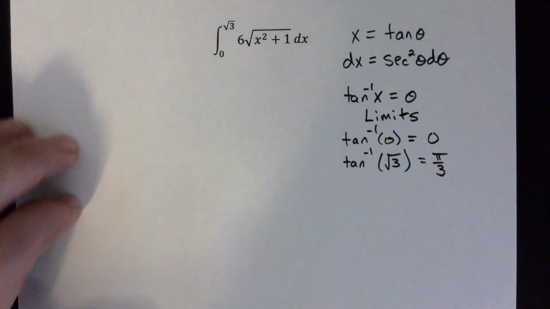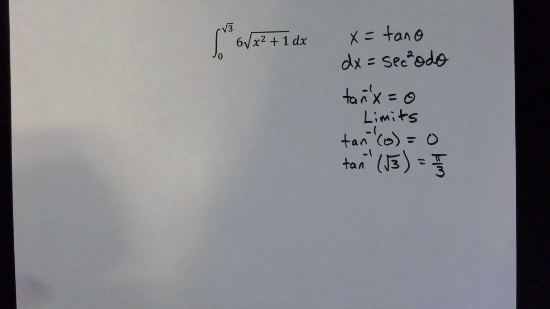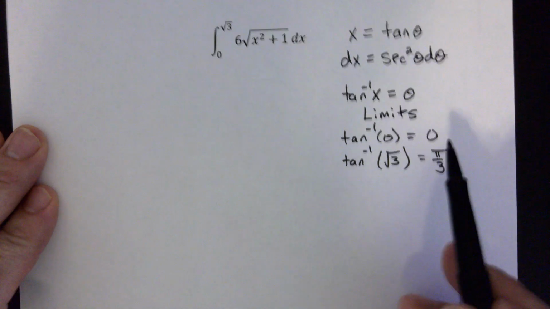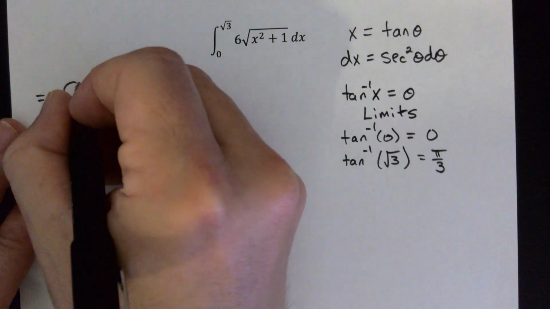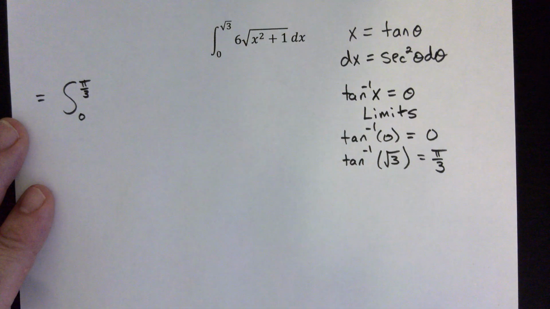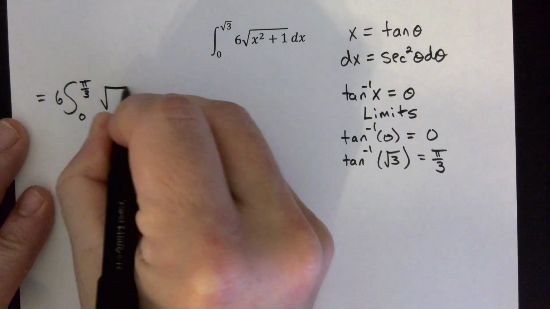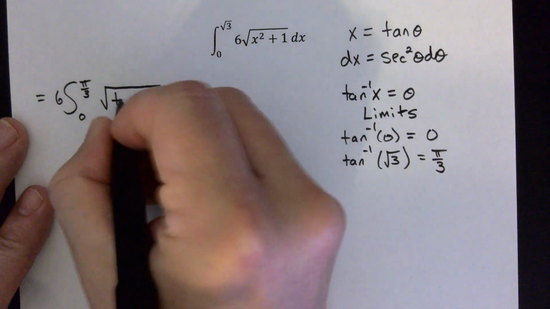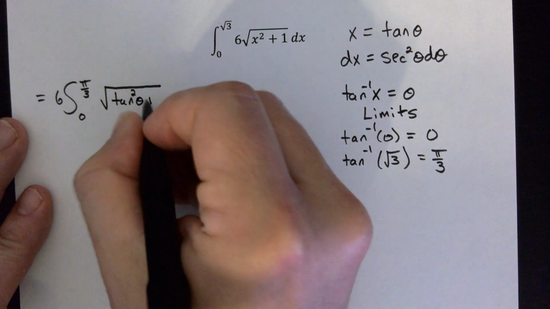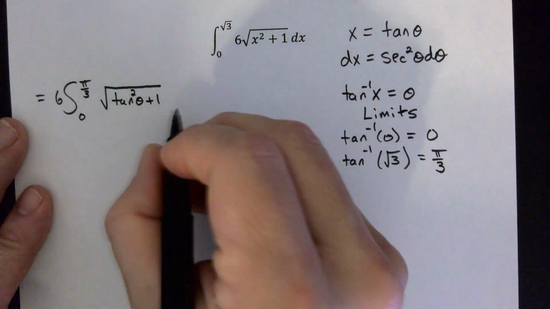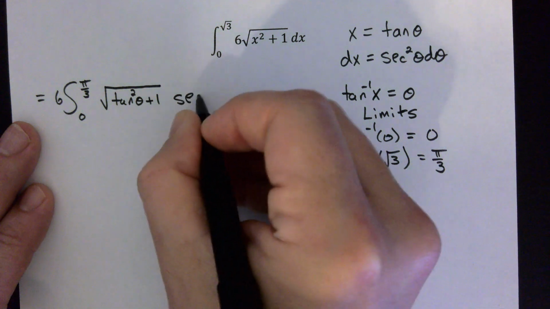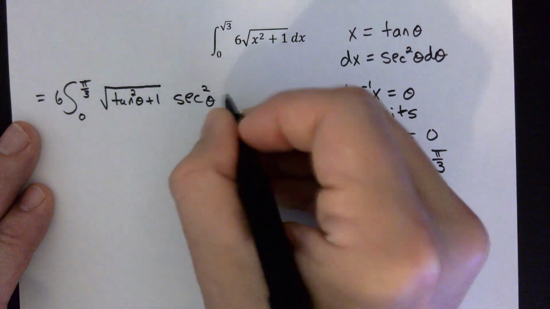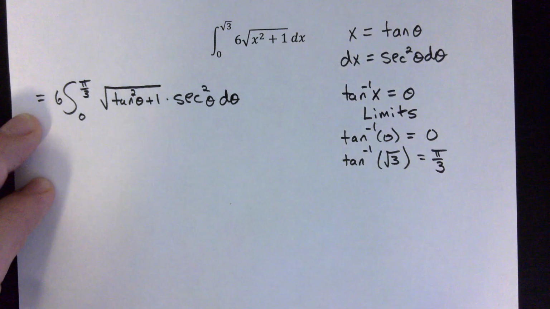Now I'm going to set up the integral with this replacing x and with my new limits. So this will be equal to the integral from 0 to pi over 3. Then I'll put the 6 out front, and this will be the square root. Instead of x squared plus 1, it'll be tangent squared theta plus 1. And the dx I'll replace with secant squared theta d theta.